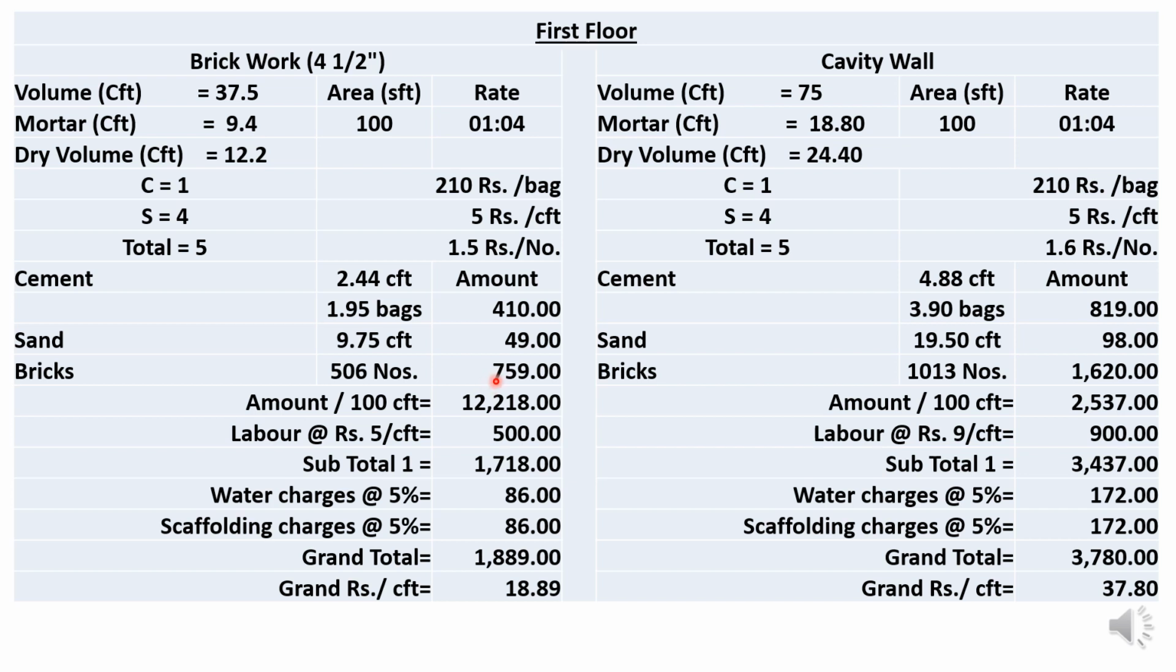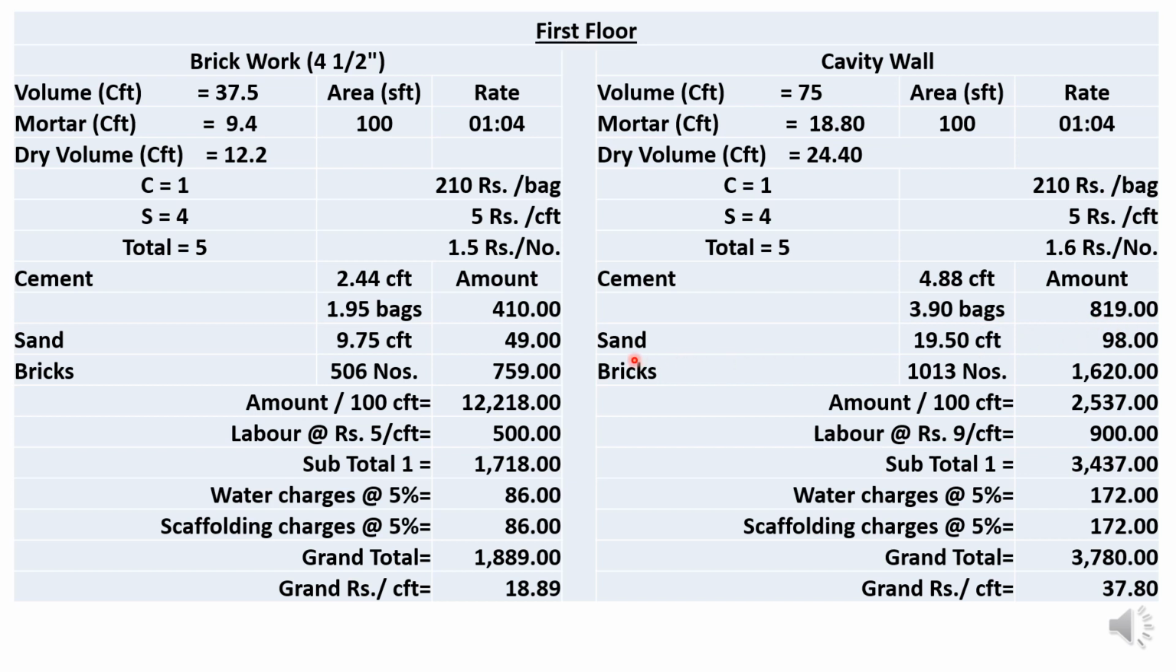Please note, no overhead, no profit margin added in this calculation. Cavity wall. Volume will be 75 CFT. Mortar will be 18.8 CFT. Area is equal to 100 square feet. Rate is equal to 1:4. That is dry volume required 24.4. Cement 210 rupees. Sand 5 rupees.